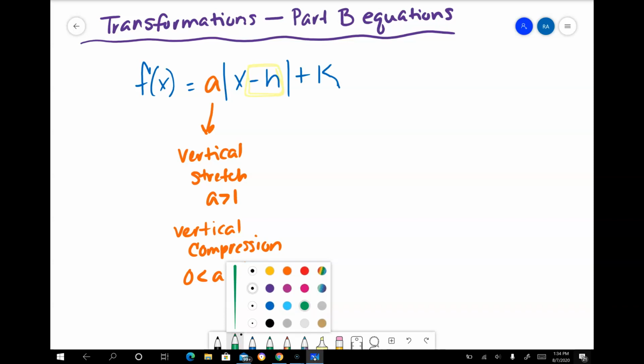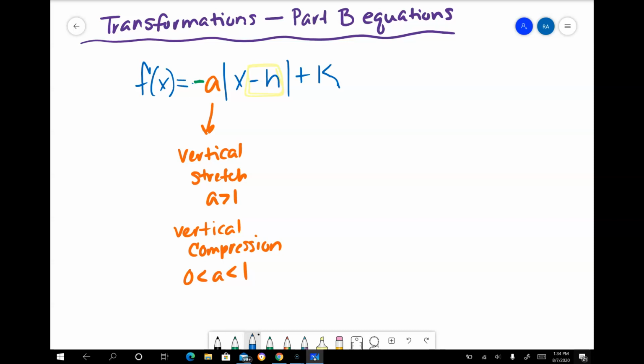Okay? If your A is negative, the negative has nothing to do with the stretch or the compress. That negative means something completely different. Okay, so if A is negative, then you have an x-axis reflect, which, remember, we looked at the graph, and that's just where it goes from opening up to opening down. Okay, that is going to be an x-axis reflect.